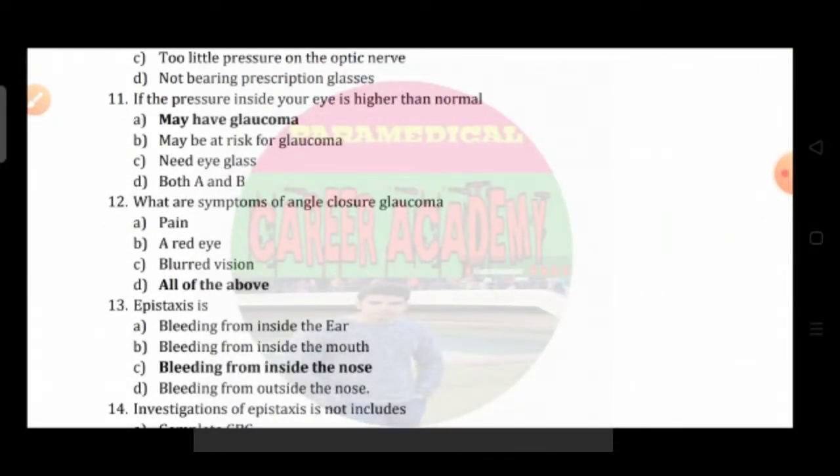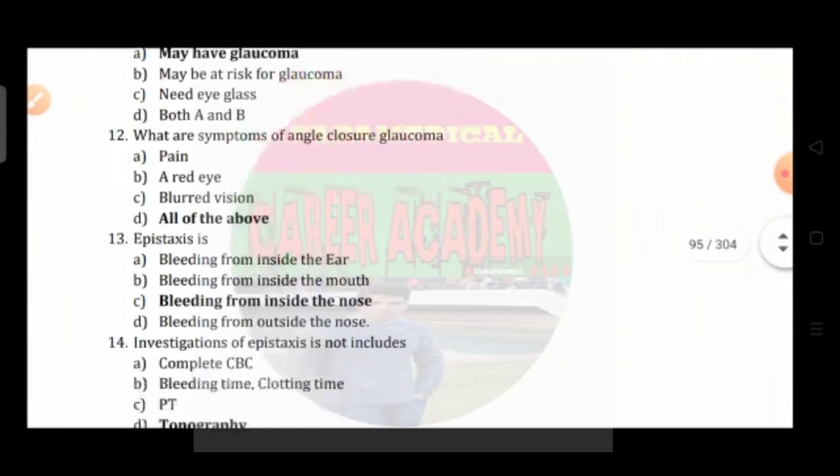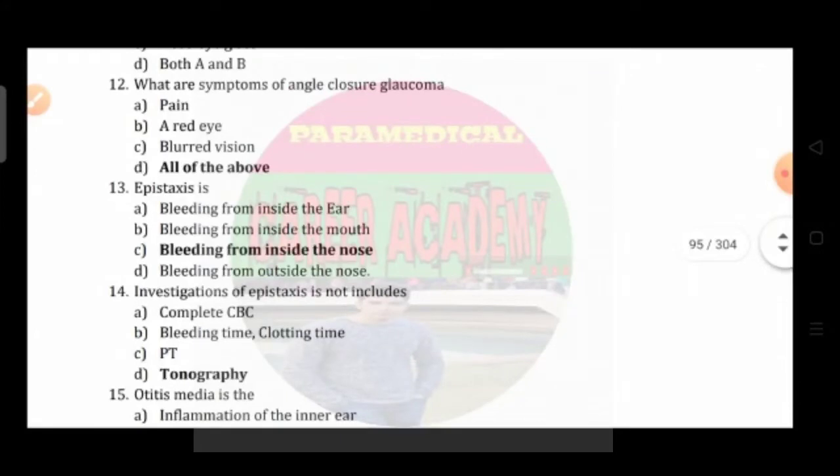Question number 11: In the presence of, if the pressure inside your eye is higher than normal, option A, you may have glaucoma; option B, you may be at risk of glaucoma; option C, you need eyeglasses; option D, both A and B. So the correct answer is option A. Question number 12: What are the symptoms of angle closure glaucoma? Option A, pain; option B, a red eye; option C, blurred vision; option D, all of the above. So the correct answer is option D.